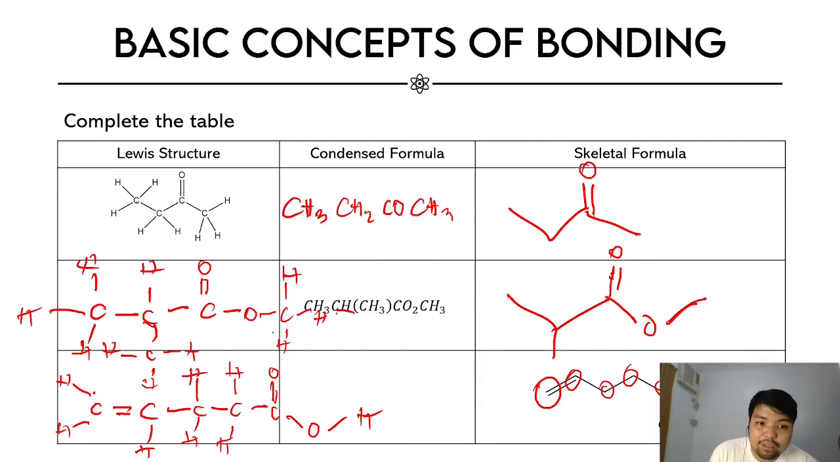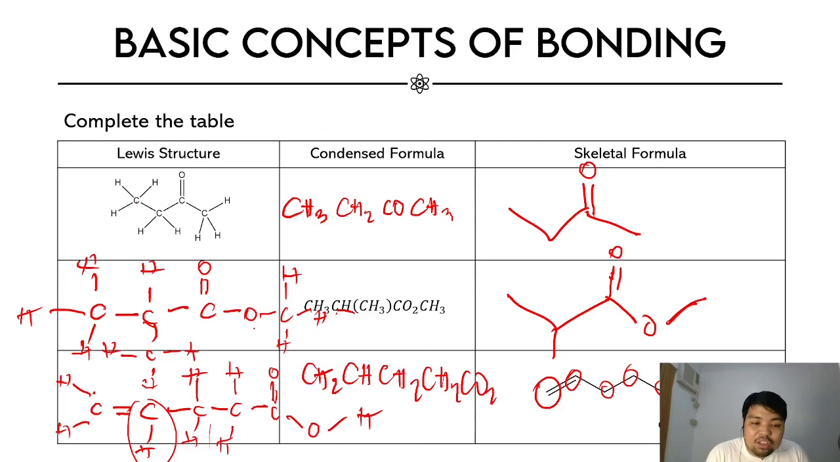So what will be its condensed formula? Simple, you just condense this one here. So this is again a CH2 group, and this is just a CH group. This is a CH2 group, another CH2 group, and lastly this is a CO2 group. But since one of the oxygens is connected to hydrogen, we write the H after writing the O2 in the CO2 group. So this will be the condensed formula.